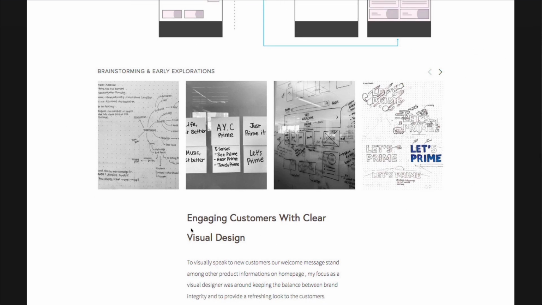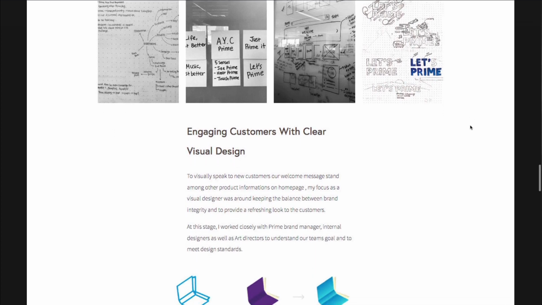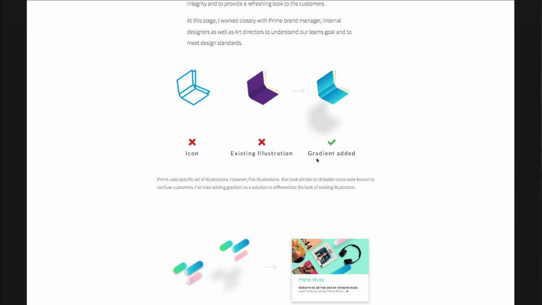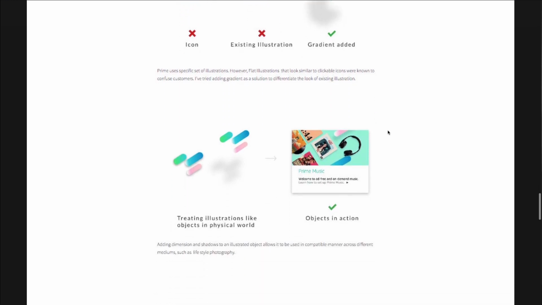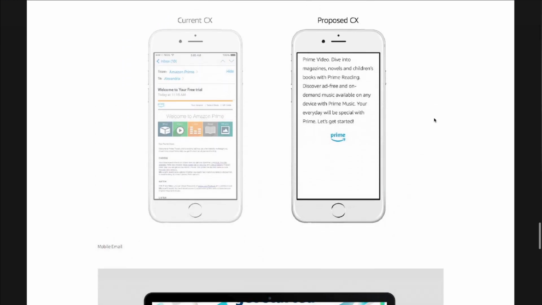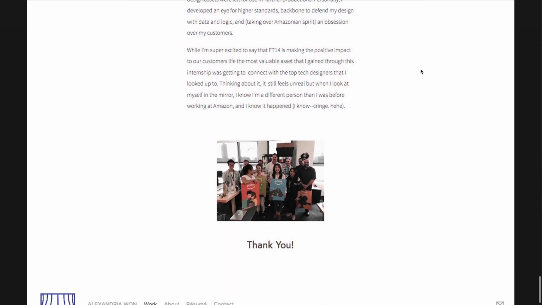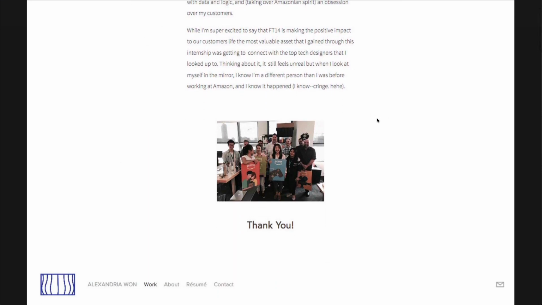And we have some wireframing going on, some brainstorming, early exploration. So I really like the fact that she's showing these pictures and snippets of what the brainstorming looks like. This really makes the project more engaging for me as a user, seeing what went inside. It's really good. And then we get to the visual design. So icon, existing illustration, gradient added. So yeah, pretty interesting, and seeing also the motivations behind them. And yeah, as we scroll down, we have the overall takeaways at the end, and great, good stuff.